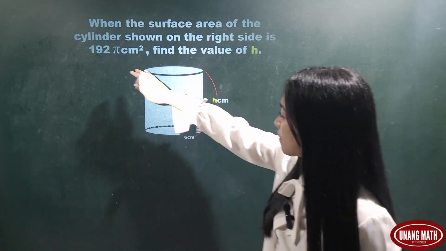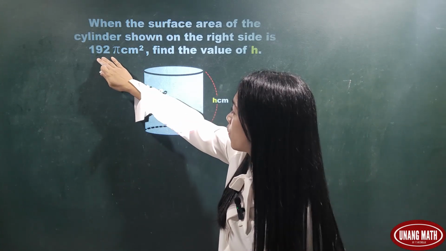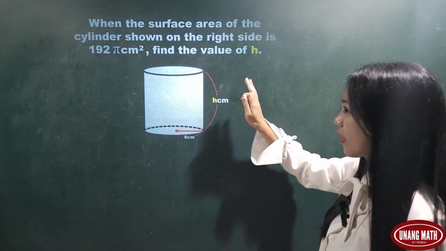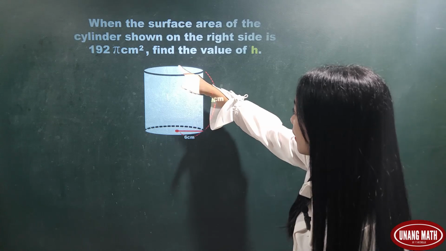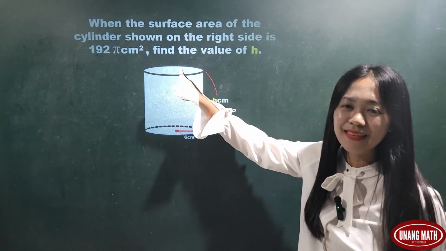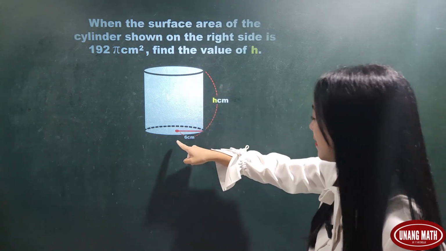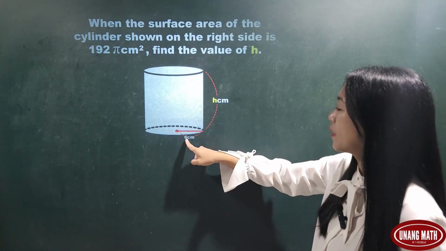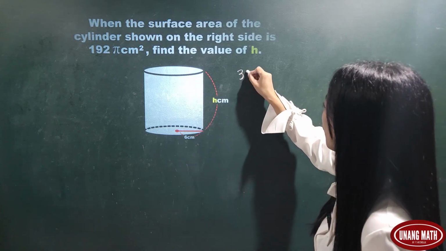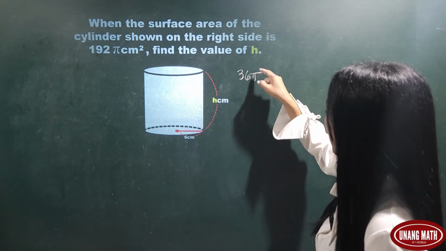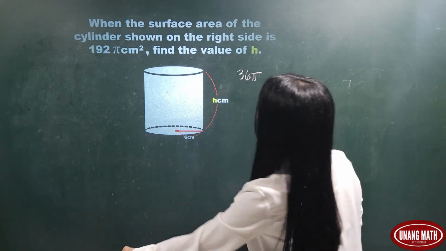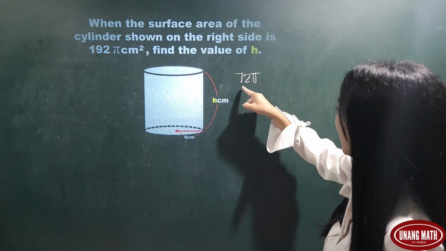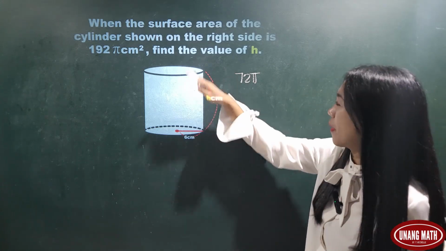Okay, since it's given that the surface area is 192 pi squared centimeters, we have to get first the area of the base and then multiply it by 2. Since it's given that the radius is 6 centimeters, then the area of one base is 36 pi. So if we multiply this by 2, then this is equal to 72 pi. So this is the total area of the two bases.